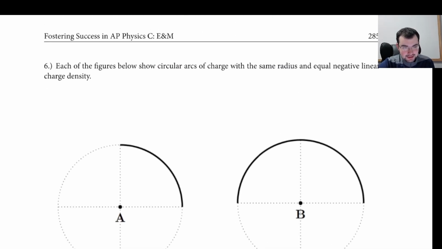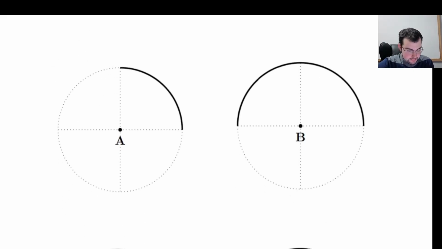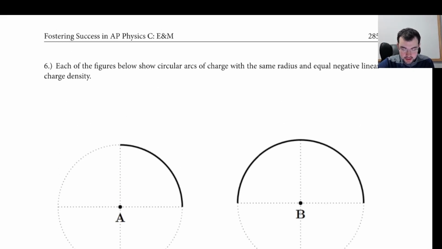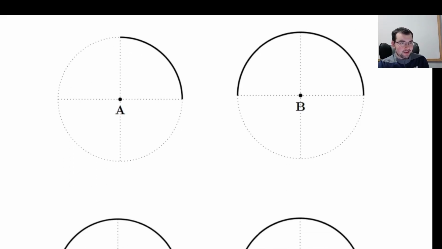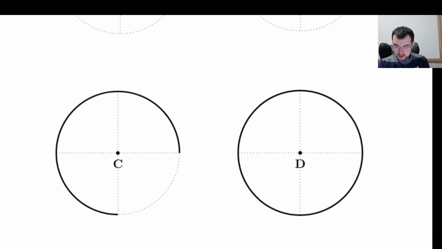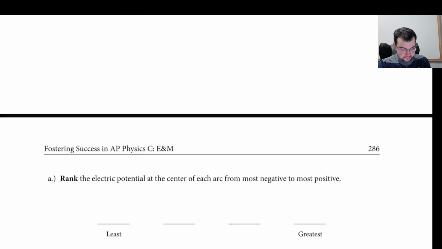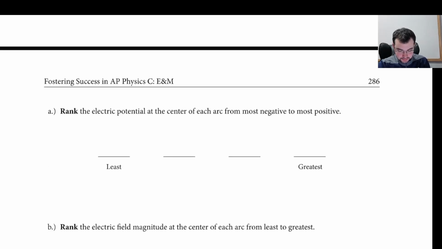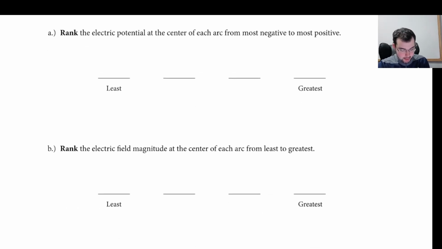Now we have a quick ranking to do. They have the same equal negative linear charge density. So this is still basically what we have going on here. It's our arc again, where we have a quarter circle, a half circle, 3/4 circle, and a full circle. We want to rank the potential from most negative to most positive. And then we want to rank the E field at the center from least to greatest magnitude.